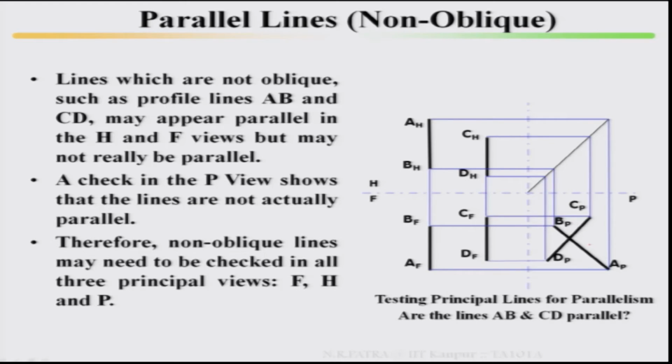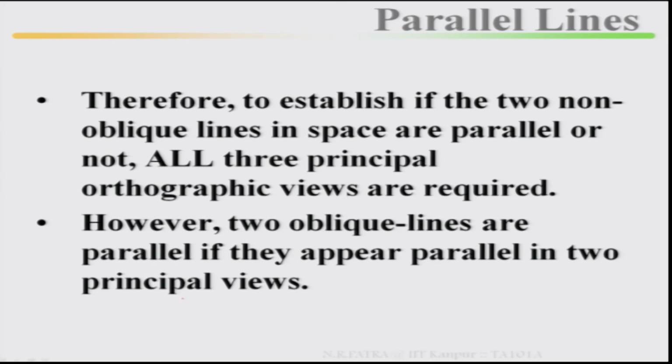Therefore, non-oblique lines need to be checked in all three principal views, front, horizontal and profile. Remember this point. To establish if two non-oblique lines in space are parallel or not, all three principal orthographic views are required. However, two oblique lines are parallel if they appear parallel in two principal views.